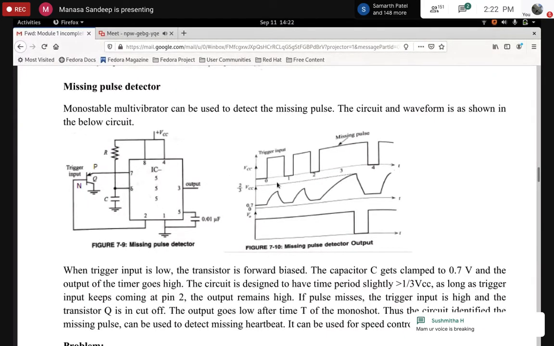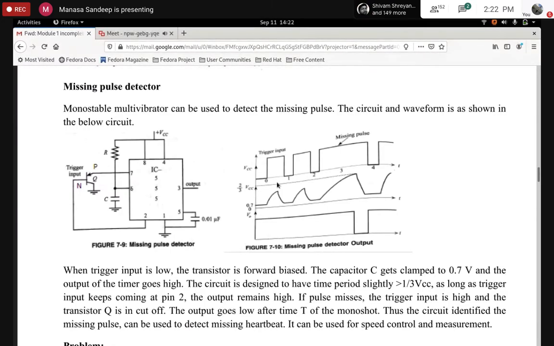At the same time, the output also goes high. Here the output is maintained high as long as you go on receiving the pulse. Once you stop getting the pulse, the output of this particular circuit goes low. How exactly is this maintained? Again, by design, we are going to achieve this. So how do we achieve this?